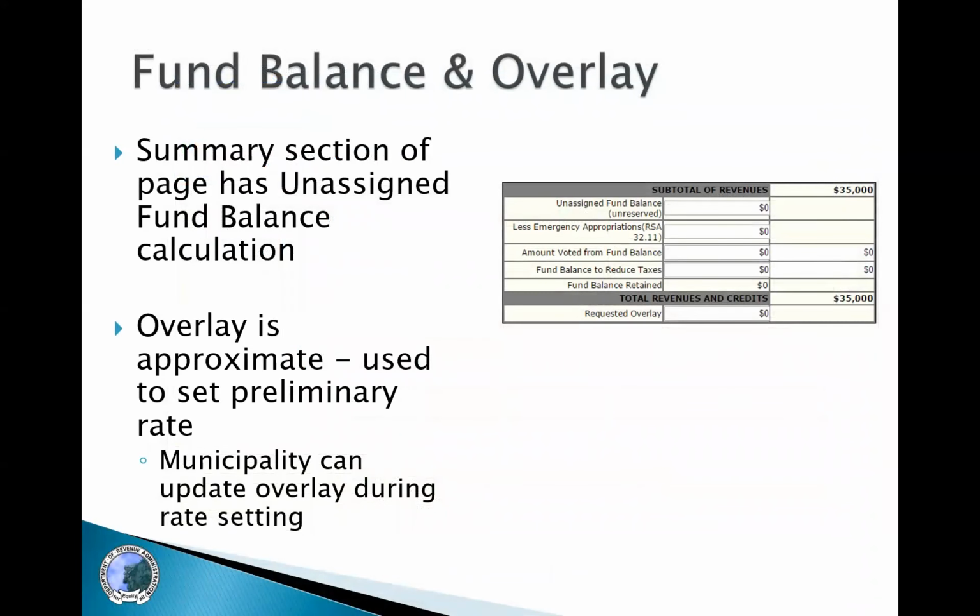So a little bit about that fund balance and overlay section. This is where you would typically, if you have an unassigned fund balance that was reported elsewhere in the system, this is where it would pull it in for you. But you can make changes to pretty much any field in this table. The requested overlay is just an approximate value. It's the amount that's going to be used to set your preliminary tax rate. And the emergency appropriations line really only applies to non-school entities. They don't have this line. It's not something that they can take advantage of or a number that they're required to enter.